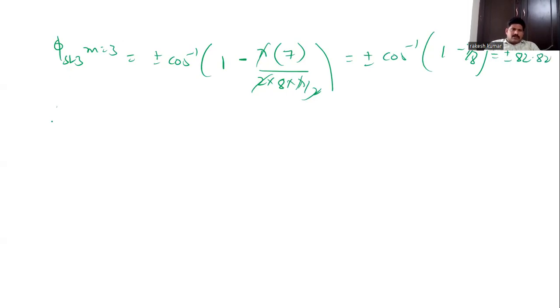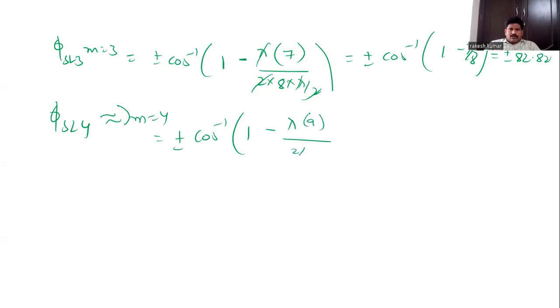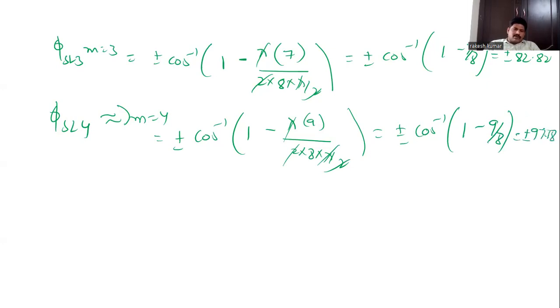So 1 minus 7 by 8 gives plus or minus 82.82 degrees. So similarly, phi SL4, that is for m is equal to 4, is equal to plus or minus cos inverse of 1 minus lambda into 2 into 4, 8 plus 1, 9 by 2 into 8 into lambda by 2. Lambda gets cancelled, 2 will get cancelled. That is equal to plus or minus cos inverse of 1 minus 9 by 8. So that is equal to plus or minus 97.18. Okay, so these are the values.